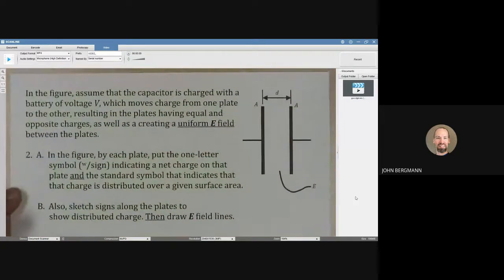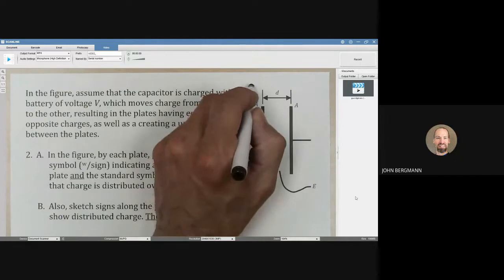In the figure, assume that the capacitor is charged with a battery of voltage V, which moves charge from one plate to the other, resulting in the plates having equal and opposite charges, as well as creating a uniform electric field between the plates. In the figure, put the one-letter symbol with sign indicating a net charge on that plate. All right, let's do that first. The one-letter symbol that indicates a net charge, well, that's going to be Q.